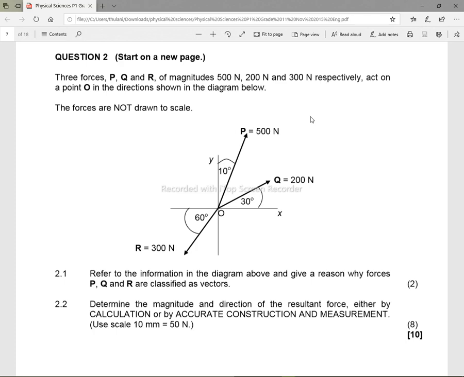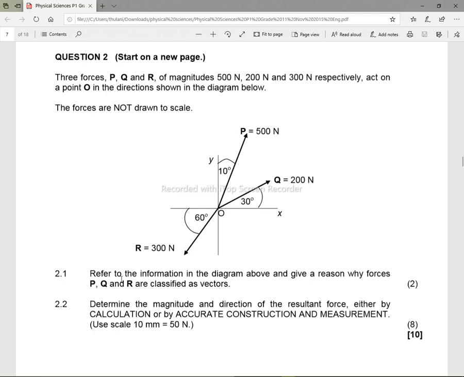So well, I'm not going to sketch, you understand? I'm not going to do the construction and measurements. I'm just going to use calculations because I think it's easier when we use calculations. So I'm just going to copy this diagram onto the board so that it's easy for us to work it out.